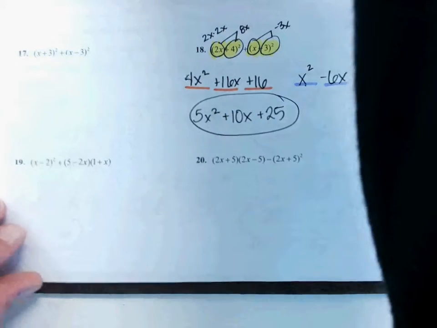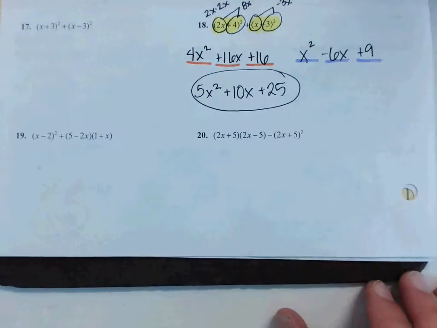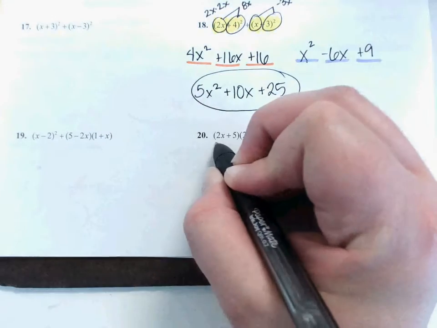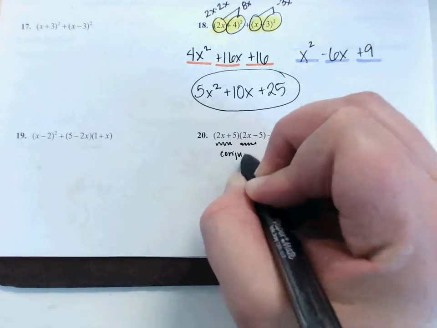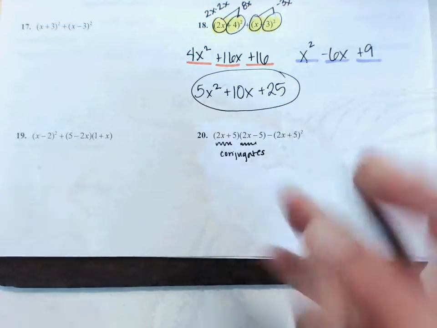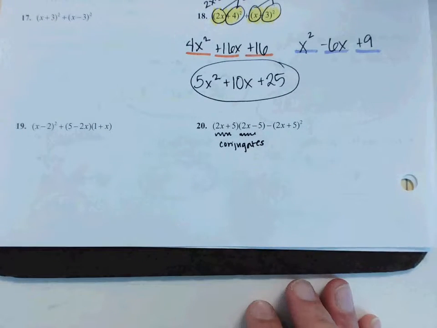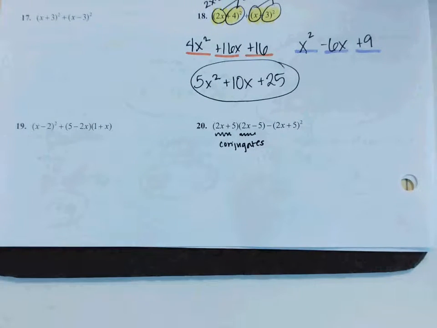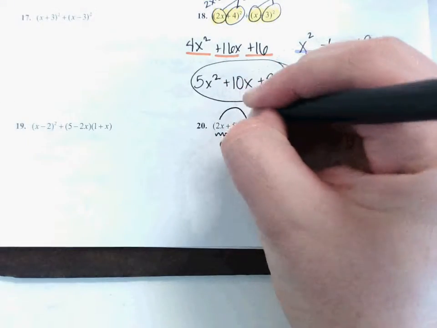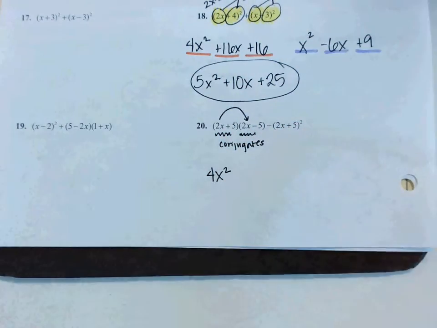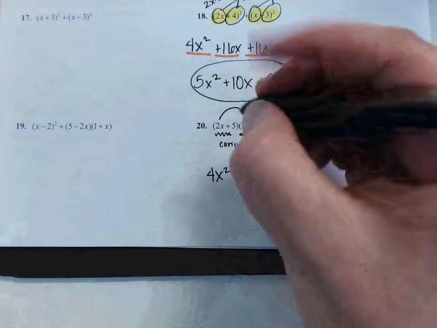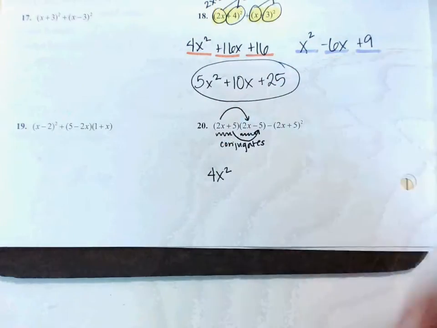Yeah. Okay, take a look at number 20. My first term, I notice that this one's a plus, this one's a minus. Those are conjugates. I have a shortcut for that. Remember, conjugates tell me I get to skip the middle two terms. So what's 2x times 2x? And then I get to skip the next two terms because I already know that they're going to cross out. Then I do 5 times minus 5. What's that?